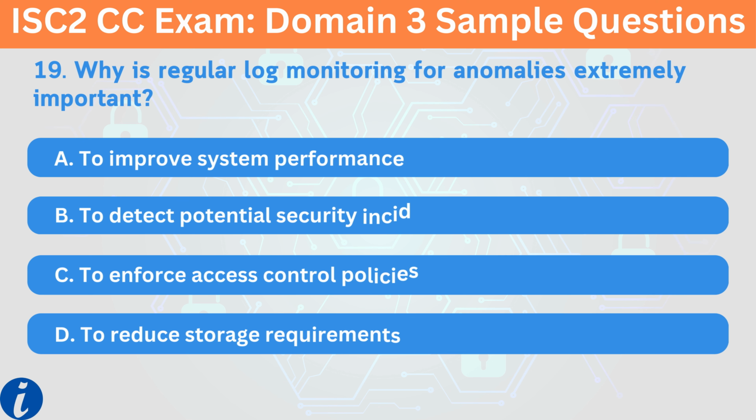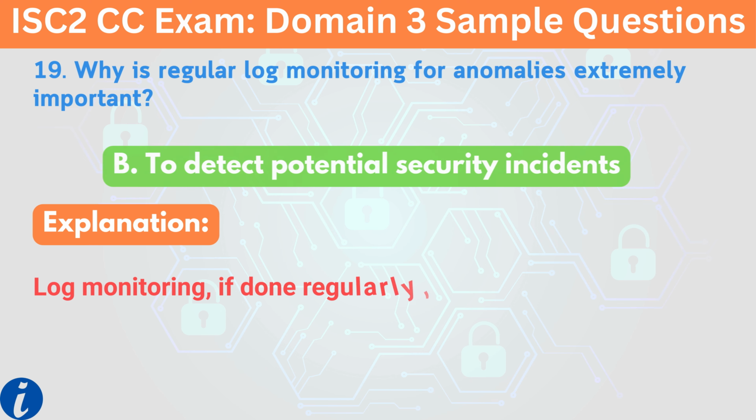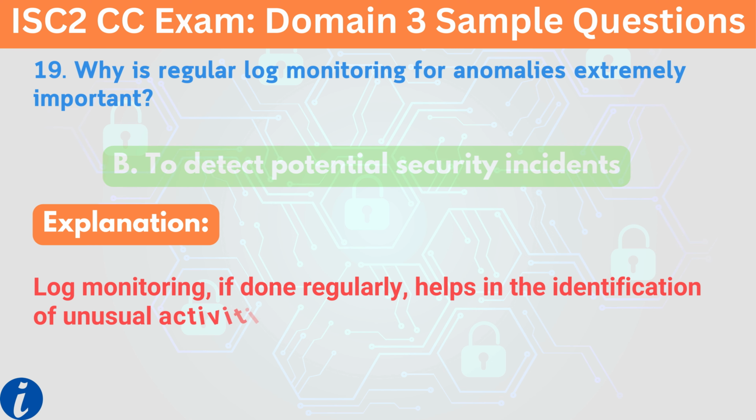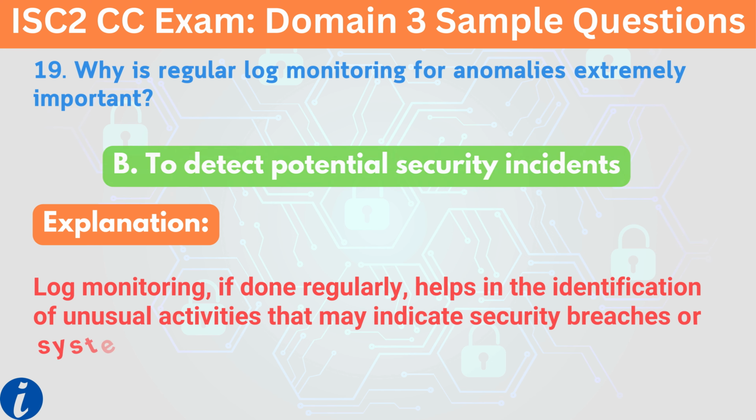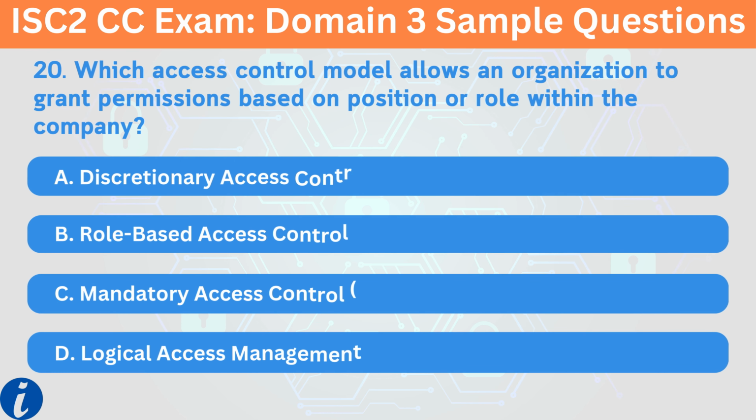19. Why is regular log monitoring for anomalies extremely important? A. To improve system performance. B. To detect potential security incidents. C. To enforce access control policies. D. To reduce storage requirements. The correct answer is B. To detect potential security incidents. Explanation. Log monitoring, if done regularly, helps in the identification of unusual activities that may indicate security breaches or system problems.